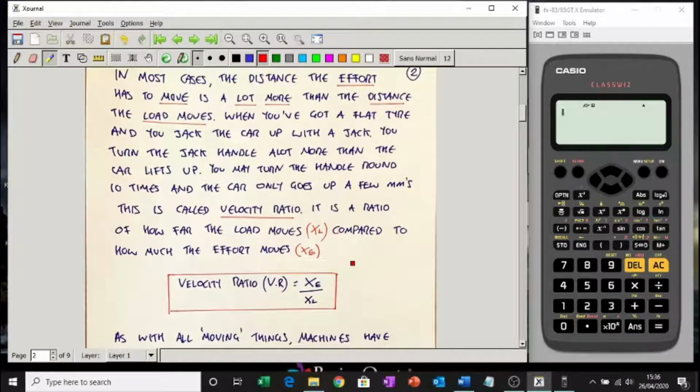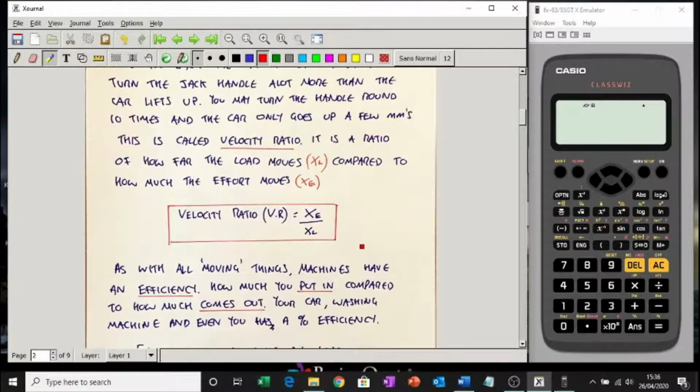So if you've got to turn your handle 10 times, which could equal 100 millimeters, your load may only go up 2 millimeters. So that's the ratio there. So that's one of the formulas we'll be using. Velocity ratio is just the distance the effort moves over the distance the load moves. Obviously, you're going to be in meters, right? It's a distance after all, so it's going to be in meters. Just a ratio.